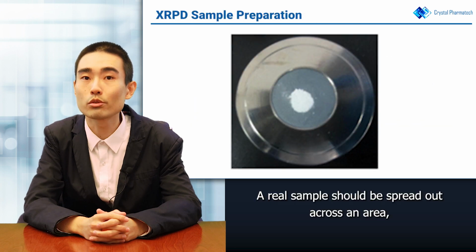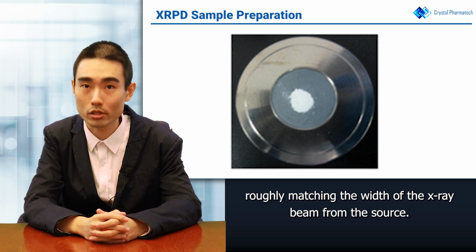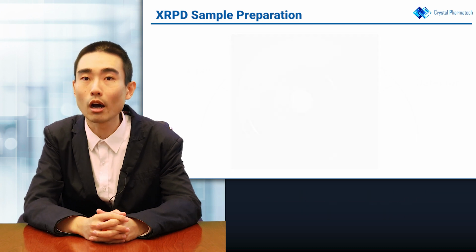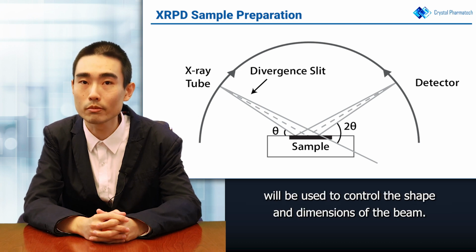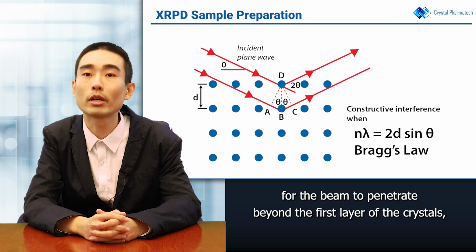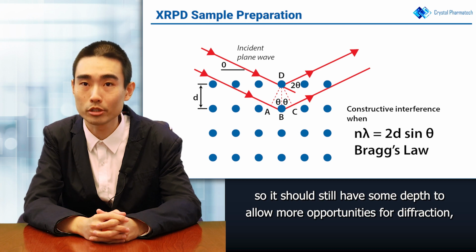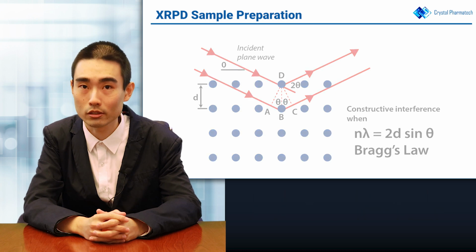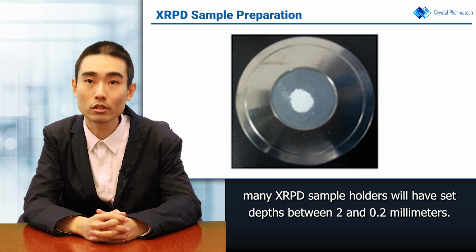A real sample should be spread out across an area roughly matching the width of the X-ray beam from the source. This width is generally going to be between 5 to 20 millimeters. Optics such as collimators and slit sets will be used to control the shape and dimensions of the beam. There is also the potential for the beam to penetrate beyond the first layer of the crystals, so it should still have some depth to allow more opportunities for diffraction, as well as prevent the sample holder from having opportunities to diffract. Depending upon the manufacturer, many XRPD sample holders will have set depths between 2 and 0.2 millimeters.